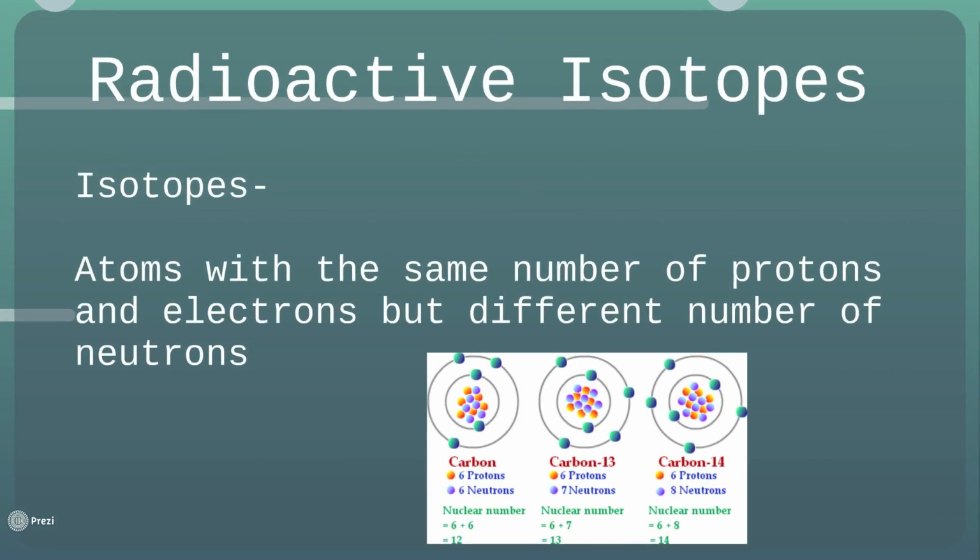An isotope is an atom with the same number of protons and electrons but a different number of neutrons. For example, a carbon atom would normally have 6 protons and 6 neutrons. However, an isotope would have 6 protons and 7 neutrons.